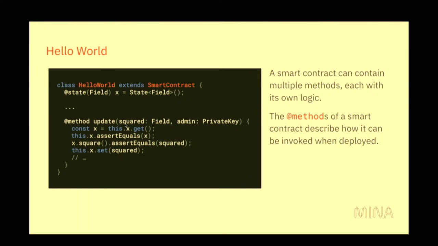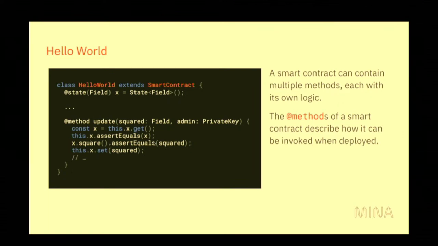This update method gets passed in a squared, which is a field element, and an admin, which is a private key, comprised of field elements. But you can see you can work with the private key type here directly. So we have this constant x, which we're going to set equal to this.x.get. So we're going to get the value of x, which is going to be a field element equal to 3, I think. If we look at the last slide, yeah, it's going to be equal to 3. So x is equal to the on-chain state value of x.